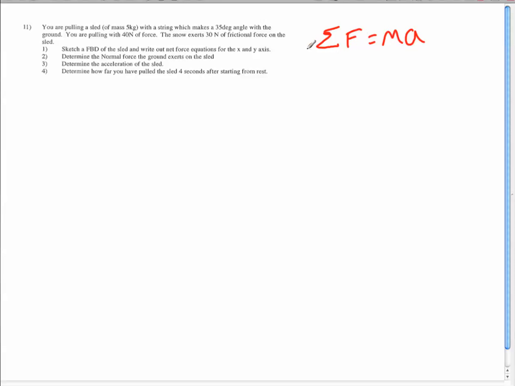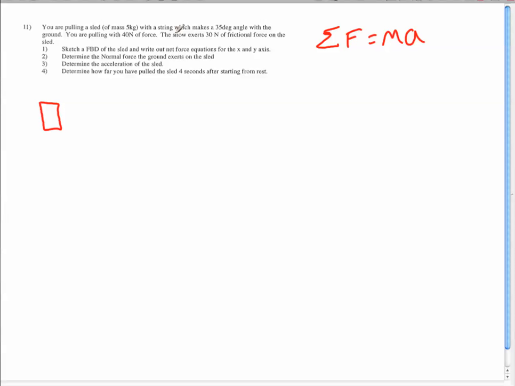Now, this tells us that if there is a net force on the object, it will be changing its motion, and that the amount of motion change will be dependent on the inertia of the object. All right, so in this situation, this is question number 11, and if you want to pause the video and read through that, that would be good. I'm going to draw a free body diagram of this.